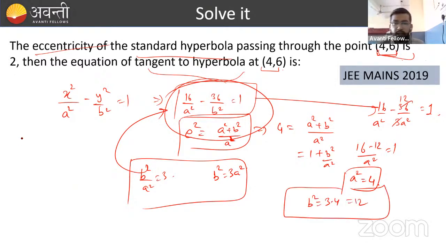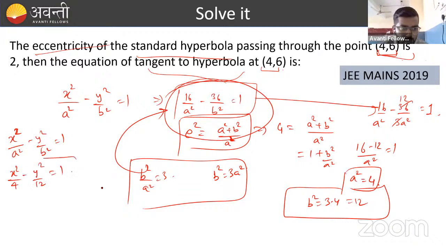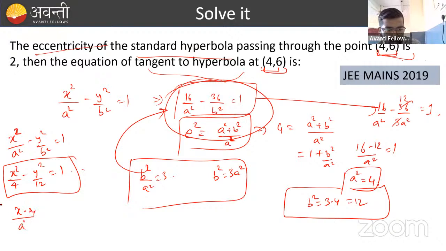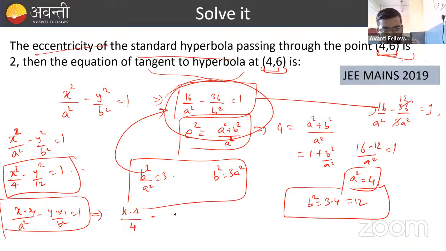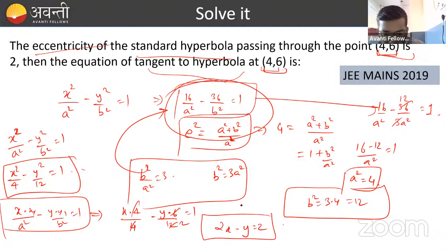So the equation of the standard hyperbola becomes x square by 4 minus y square by 12 equals to 1, right? Now the equation of tangent at the point 4 comma 6 will be x x1 by a square minus y y1 by b square equals to 1. So this can be written as x into 4 by 4 minus y into 6 by 12 equals to 1. 4 gets cancelled, 6 by 12 comes out to be 1 by 2. So the equation becomes 2x minus y equals to 2. This is the equation of tangent that the question is asking. I hope you all understood this topic. Let's move on to the further topic.